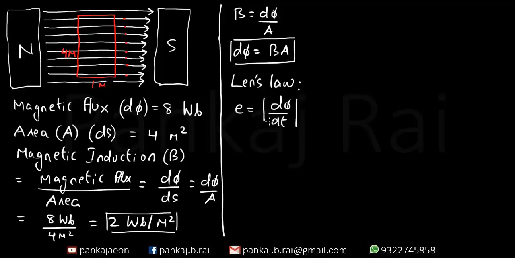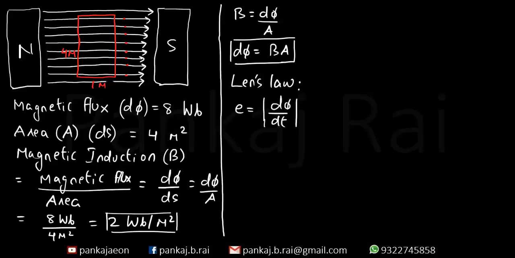And the formula for induced EMF is given by mod of d phi by dt. That is, induced EMF is given as the rate of change of magnetic flux. So whether the magnetic flux is changing fast or slow will also matter for the induced EMF. So the EMF by Lenz law, which is induced in the coil which is placed in a magnetic field of induction B, and the area of the coil is A, will be given by the change in magnetic flux with respect to time.